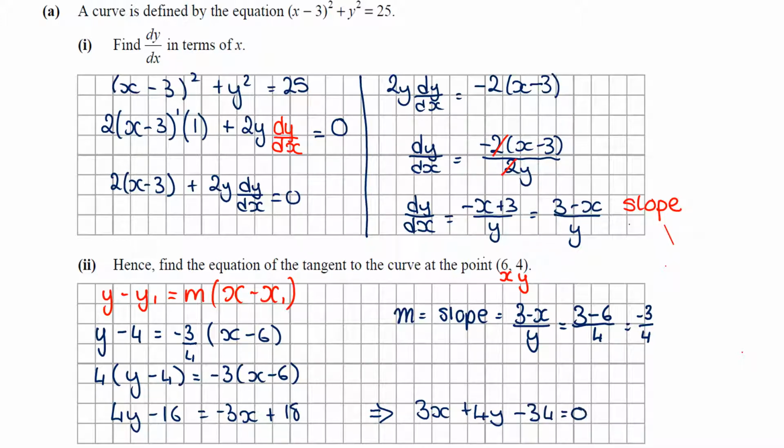Now, they didn't specify what way they wanted that, so if you left it as y is equal to mx plus c or something like that, that's absolutely fine. So as long as all your bits are here, the signs may have changed depending on which side of the equals they are, but this should be the equation of the tangent at the point 6, 4.